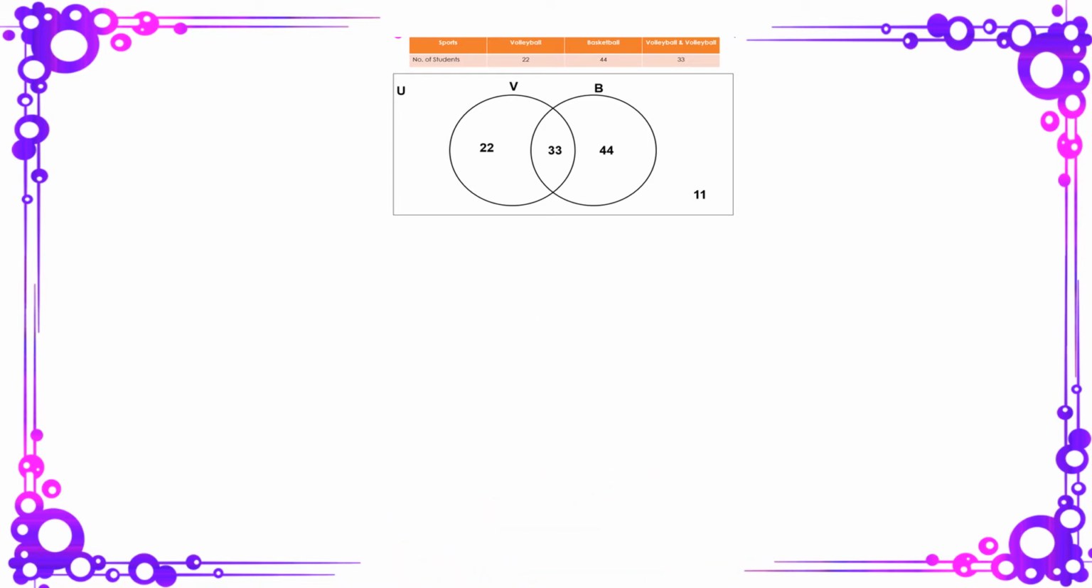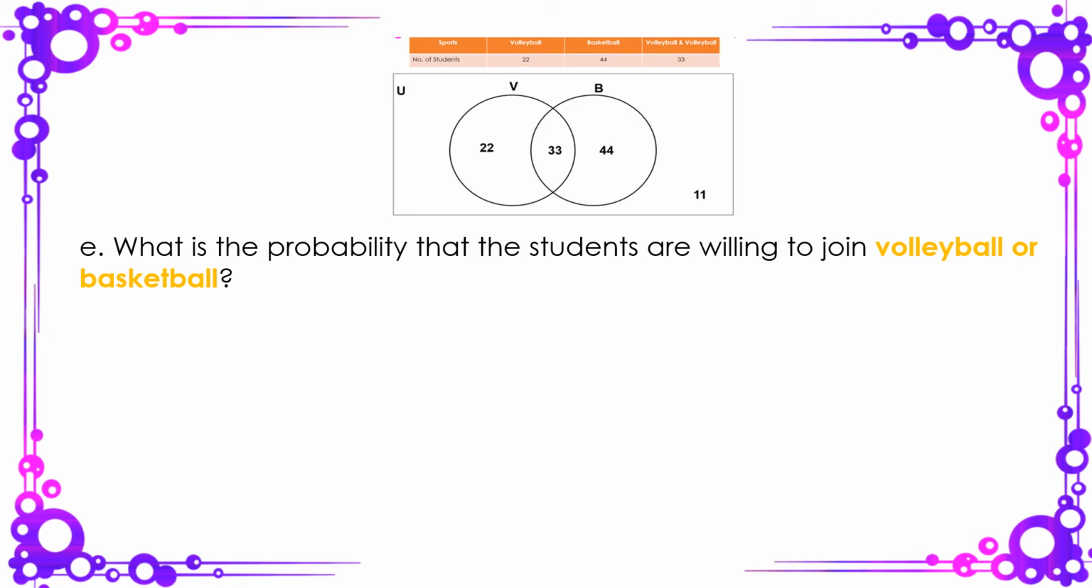Okay, to answer our last question in the problem, I want you to solve it on your own. So the question is, what is the probability that the students are willing to join volleyball or basketball? You may pause this video for a while, and after answering, you may now continue watching this video and let us check if your answer is correct.